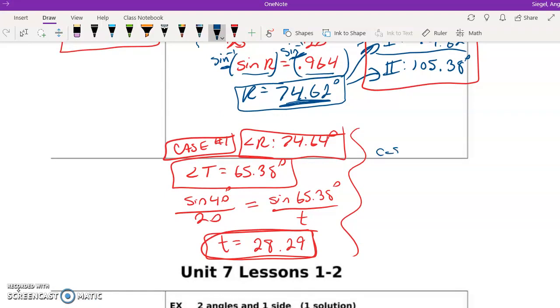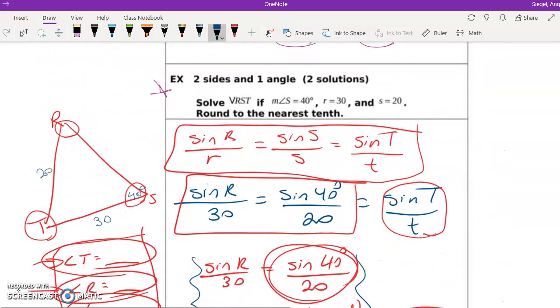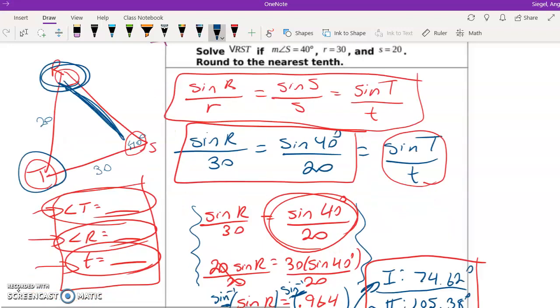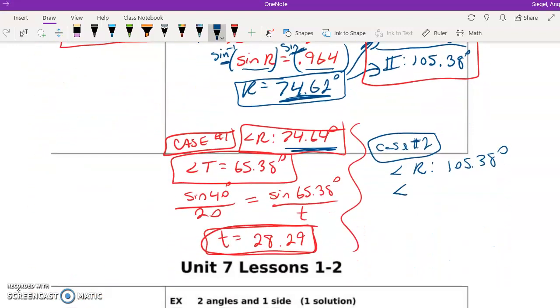Okay, so let's go to case 2. So I'm going to say, no, angle R is not 74.64 degrees. It's 105.38 degrees. So do you see, both possibilities are totally acceptable. So now I think that this angle is 105 degrees, so I have to add these two together and then subtract from 180 to get that missing angle T. So that gives me angle T is 34.62 degrees.